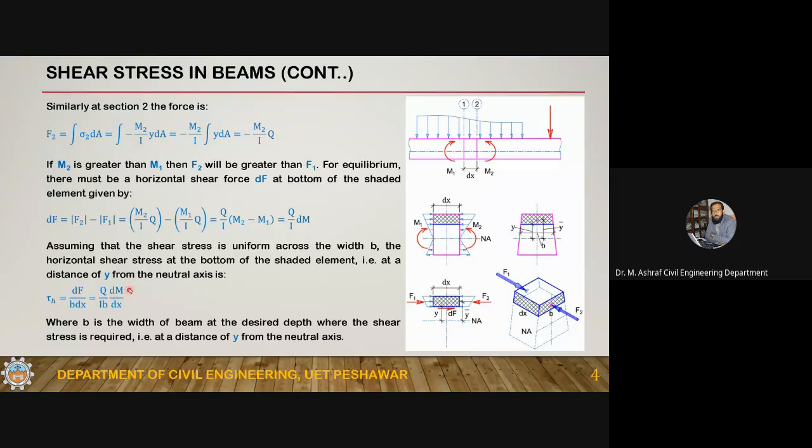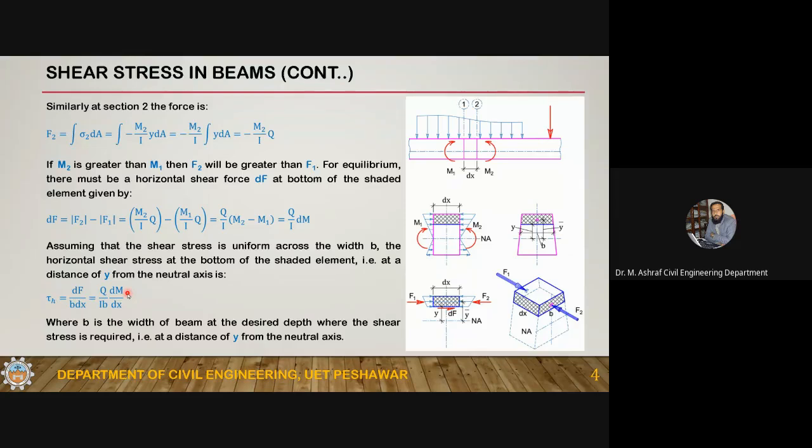Now remember that B is the width at the location where you want to calculate the shear stress. Here you want to calculate the shear stress, so what is the width? Since this is a trapezoidal section, B at the top is smaller and at the bottom it has a higher value. So you have to use the value of B where you want to calculate the shear stress. So Q divided by I B into dM by dx.